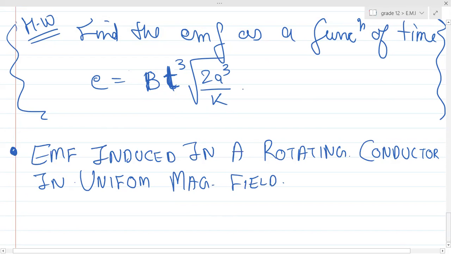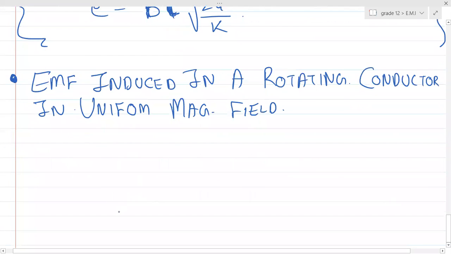Okay, so suppose I have a rod PQ, and this time the rod is not moving translationally, but it is rotating with an angular velocity omega. The rod has a length L. I think this is a part of your syllabus, so I'll do that.